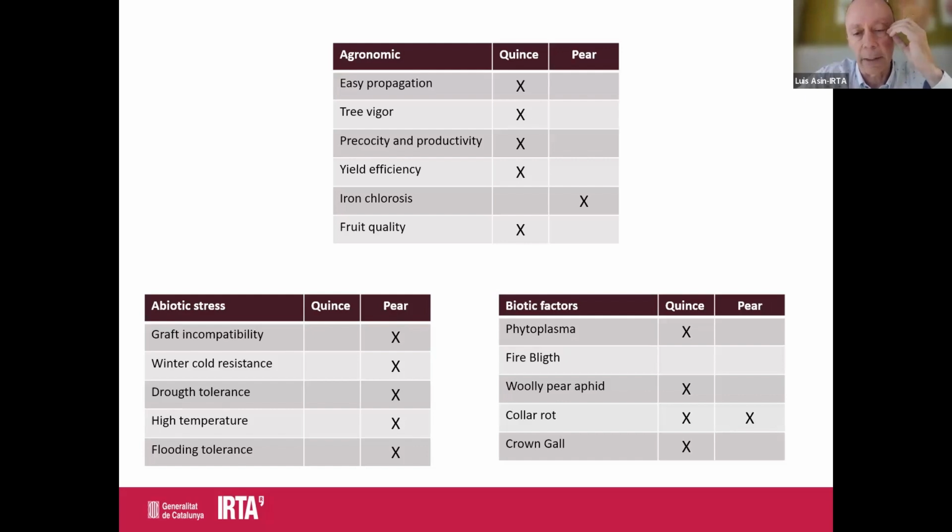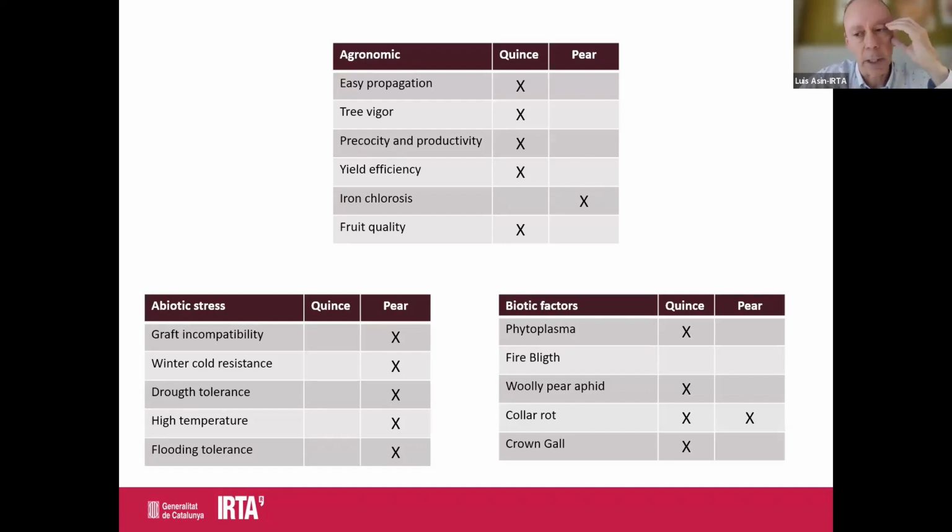They are quite similar. It depends on each quince or each Pear, but globally, from the point of view of the comparison of the species, they are quite similar. In the case of woolly pear aphid, quince is less sensitive; similar sensitivity from the point of view of collar rot; and quince has some advantage from the point of view of crown gall.